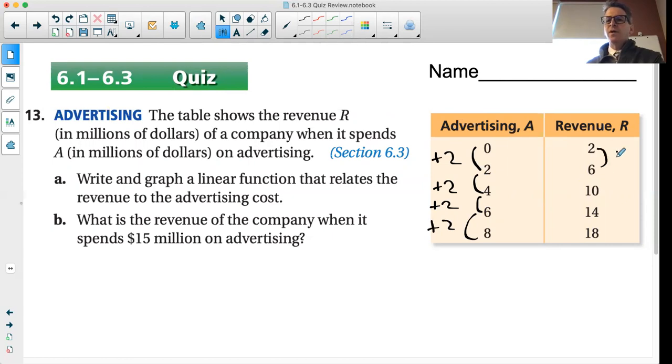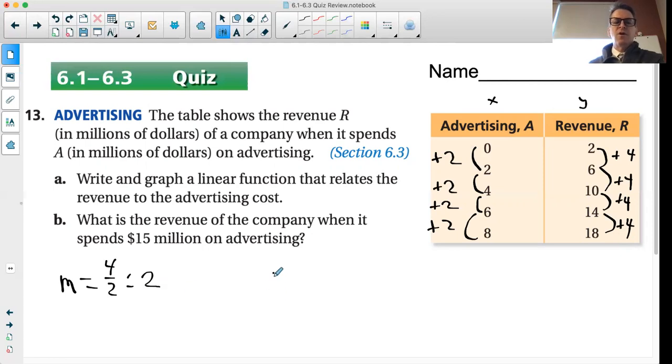Let's see if we have a pattern over here. This is +4. This is +4. Okay, this is +4. And this is +4. Okay. So we're going to write and graph a linear function that relates the revenue to the advertising costs. All right, so we're going to consider this like the X here. This is the Y. All right, so 4/2 is the slope. So for A, you have a 4/2, which has a slope of 2.